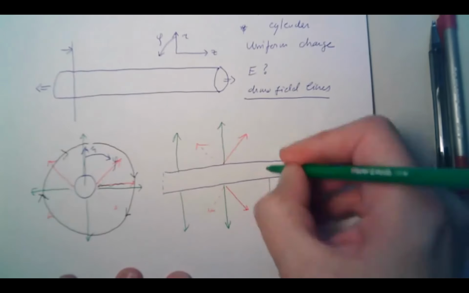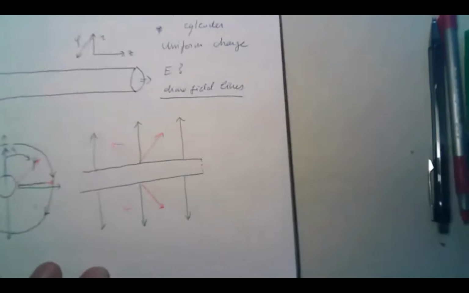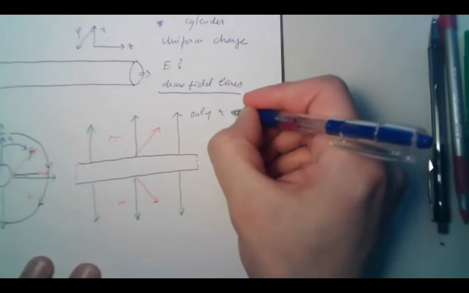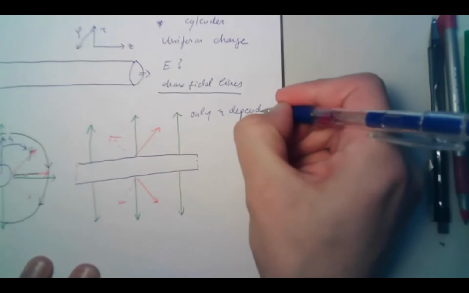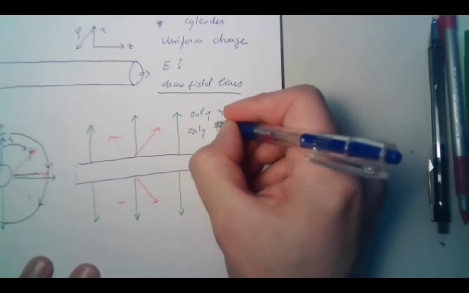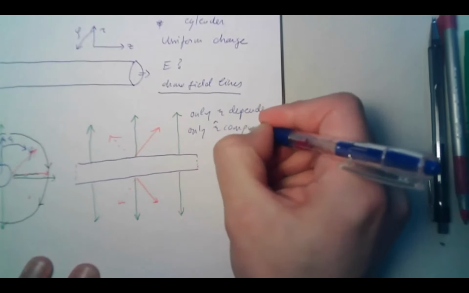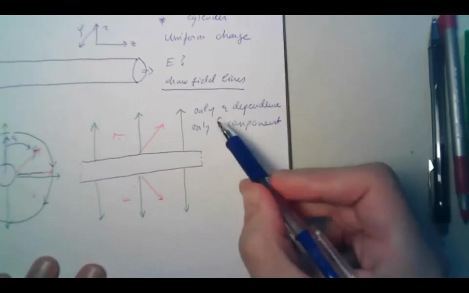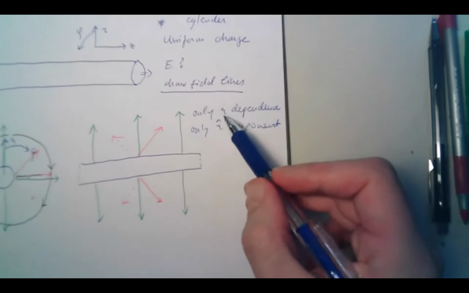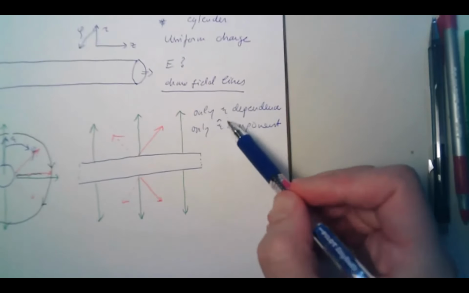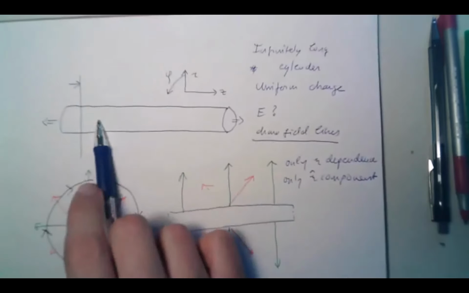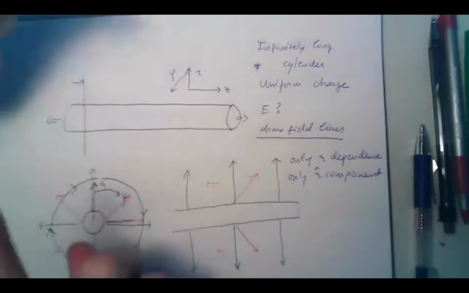All right, so we get only an R dependence and only an R component. Right now, that could be a distinction without a difference, but when we start doing magnetic fields, this becomes important, that we make a distinction between R dependence and R component. Okay, so the only ones that we're allowed to use are ones that are pointing radially out.